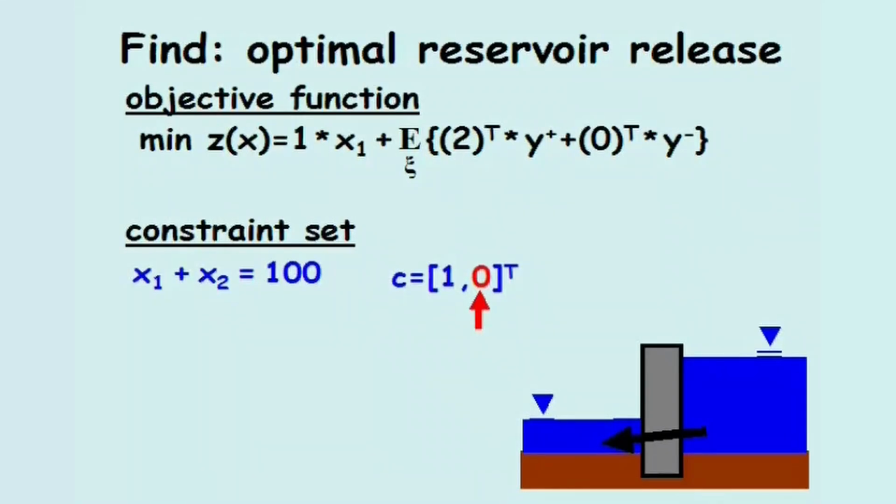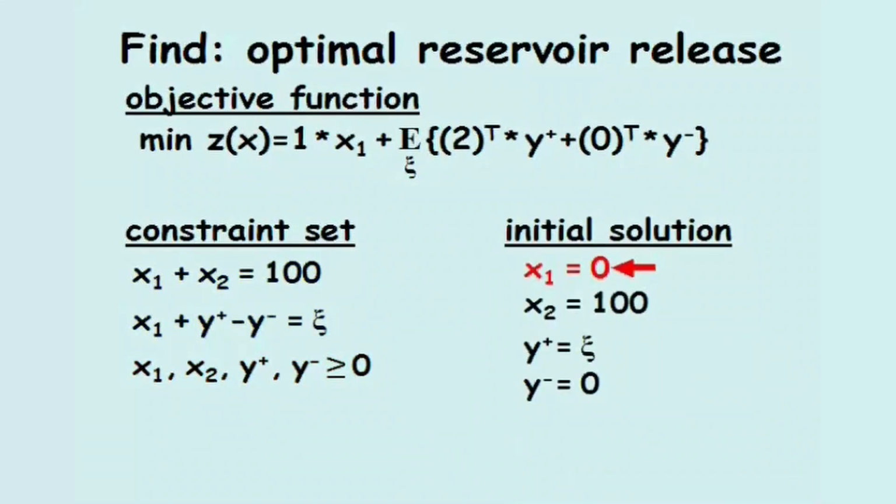The second constraint is the demand constraint, where the quantity of water released plus the shortage minus the surplus equals the demand. Lastly, all of the decision variables must be non-negative. An initial feasible solution would be to release 0 units of water and allow the shortage to equal the demand.